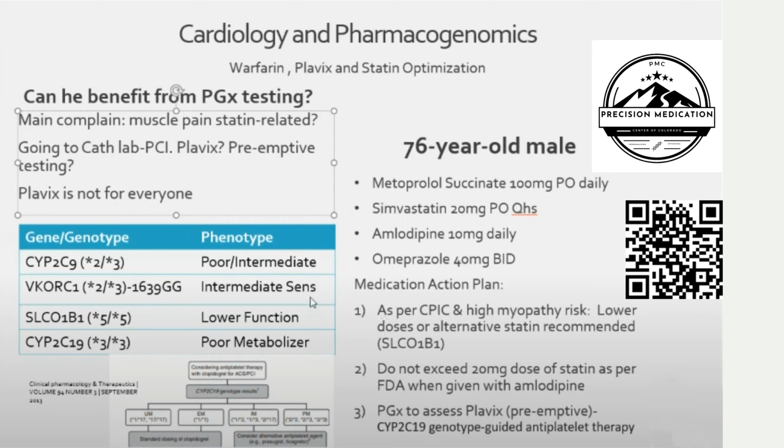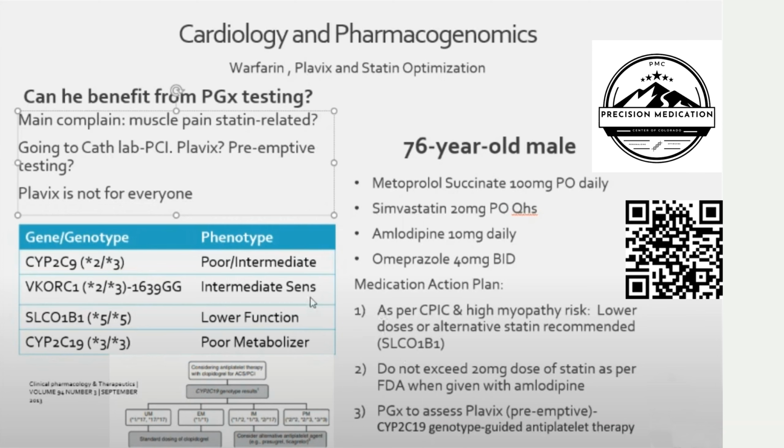Cardiology is an extensive area of study with multiple curated guidelines and annotations for various medications such as Plavix, warfarin, and simvastatin, where and when PGx results are available. Let's introduce the patient scenario to focus on optimizing three major classes in the field of cardiology using pharmacogenomics.